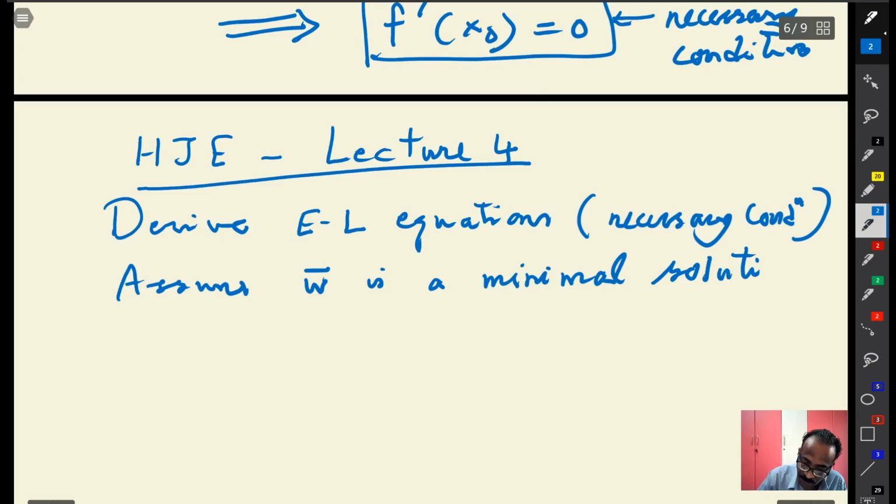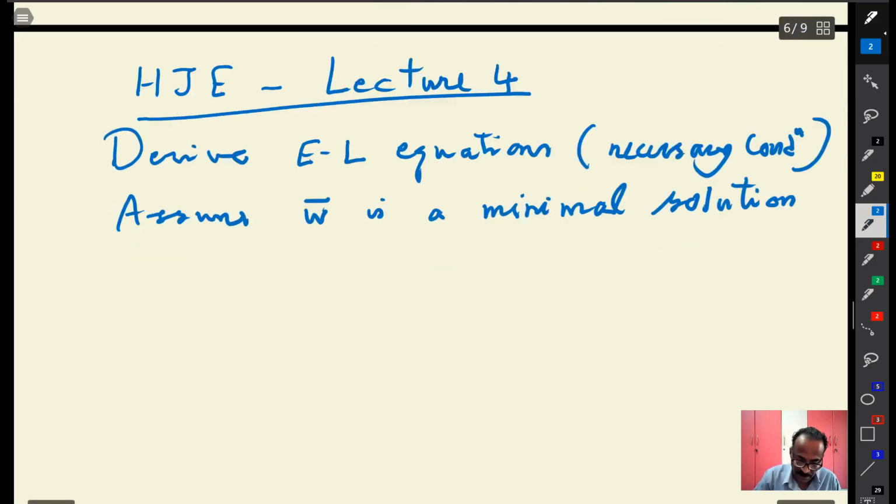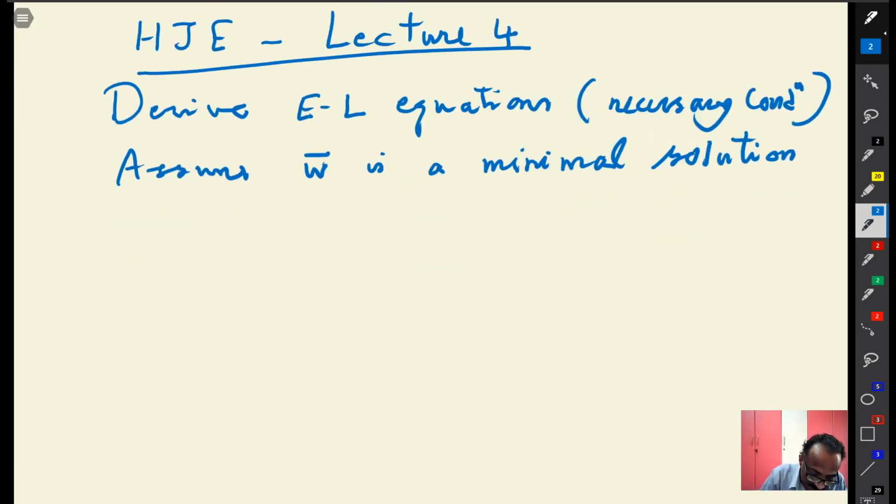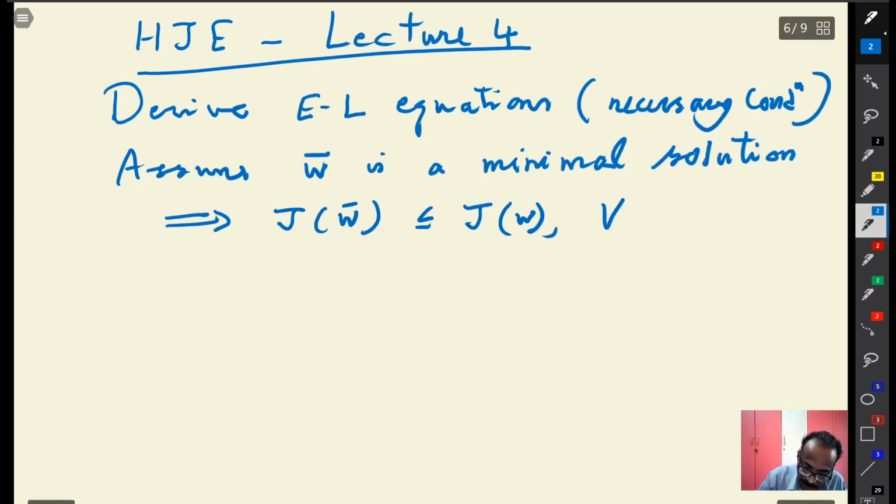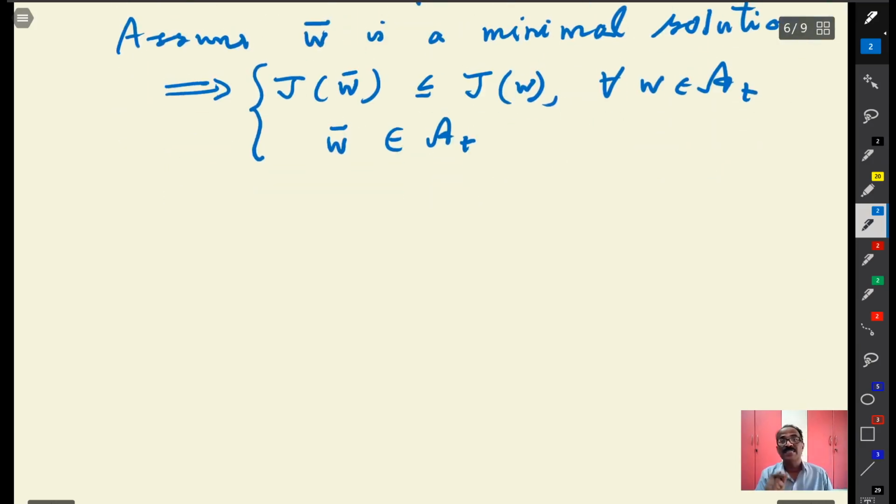Of course, w satisfies the conditions w(0) equals y and w(T) equals x. That implies J of w bar is less than or equal to J of w for all w in AT, and of course w bar is also in AT. That's the meaning of a minimal solution. So I choose special test functions to derive the necessary condition.